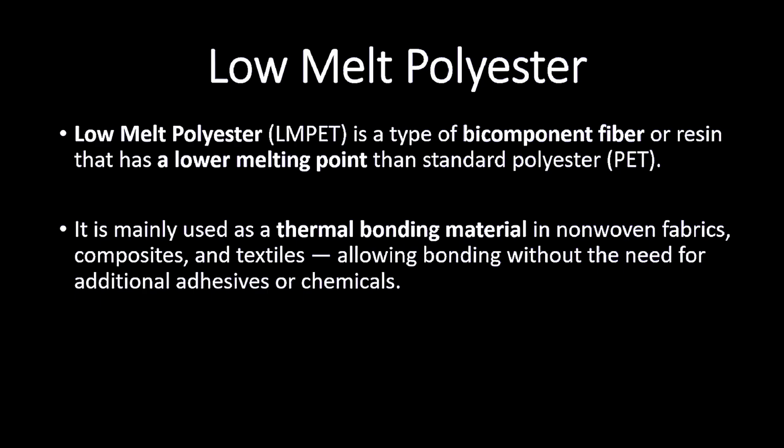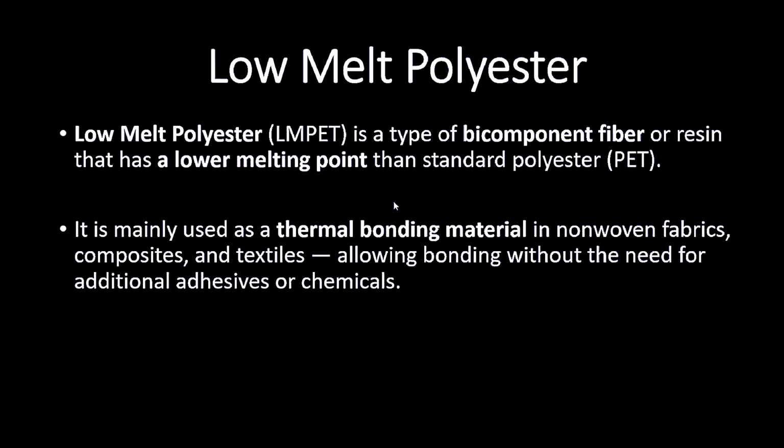Low melt polyester is a type of bicomponent fiber or resin that has a lower melting point than standard polyester fiber. It is mainly used as a thermal bonding material in non-woven fabrics, composites, and textiles, allowing bonding without a need for additional adhesives or chemicals.